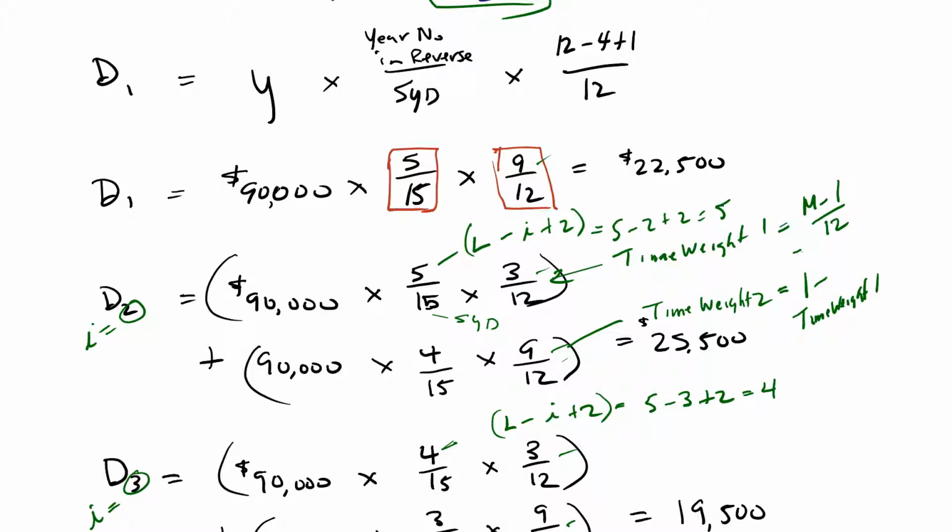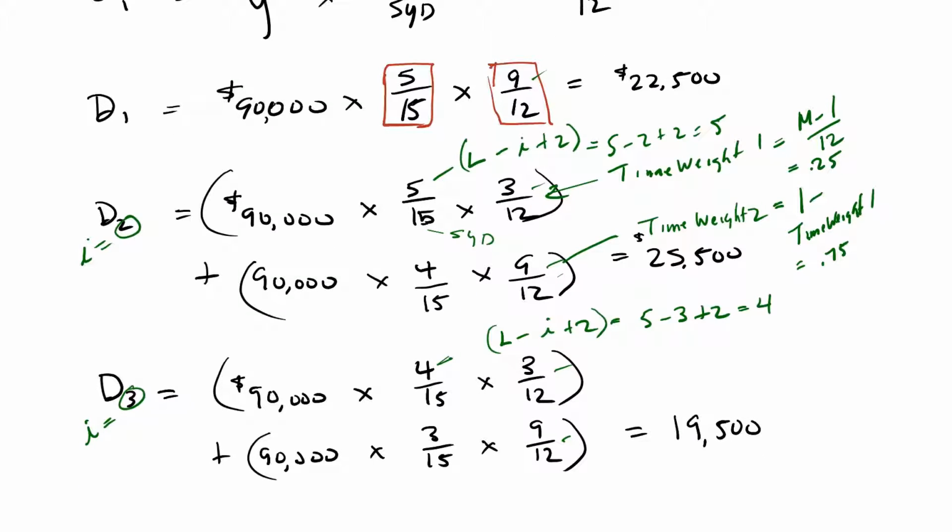So in other words, if time weight 1 evaluates to 25%, or 0.25 as it does in this problem, we saw that time weight 2 evaluates to 9 over 12, or 75%. So it's the complement of that. So we can use that relationship as well. Another thing we need to mention is regarding the second SYD fraction. If the first SYD fraction was L minus I plus 2, the second SYD fraction would be L minus I plus 1.